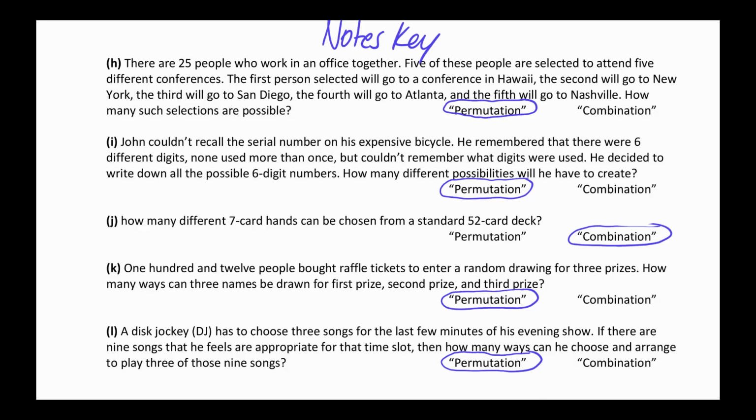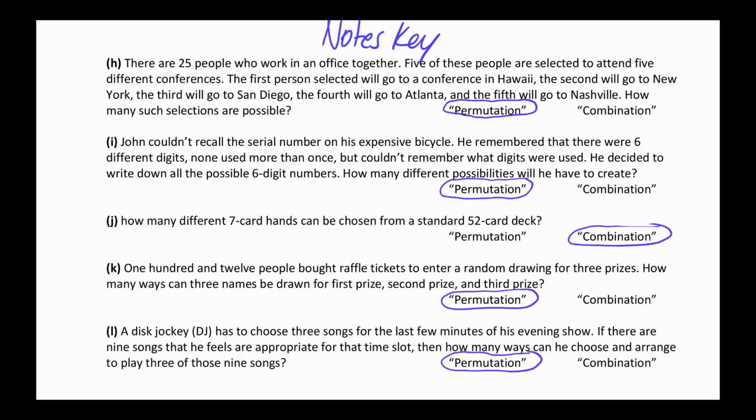J, how many different 7-card hands can be chosen from a standard 52-card deck? This is a combination, okay? If you draw a 2 and then a 5 and then a 6 of diamonds in that order, and then if you think about maybe drawing them as a 6, a 5, and a 2, you still have the same overall hand. You just drew them in a different order. The order doesn't matter. It's the outcome of the hands that matter.